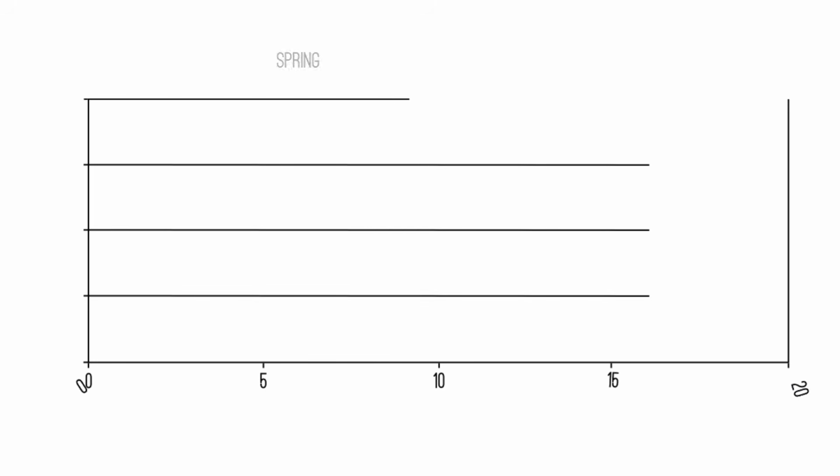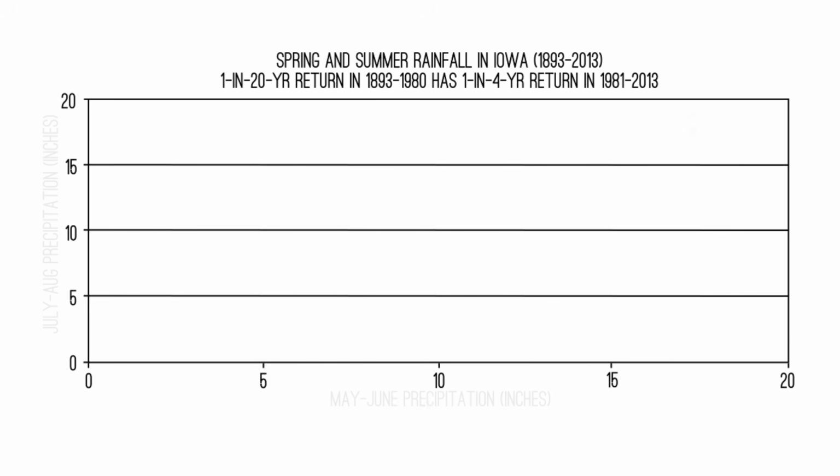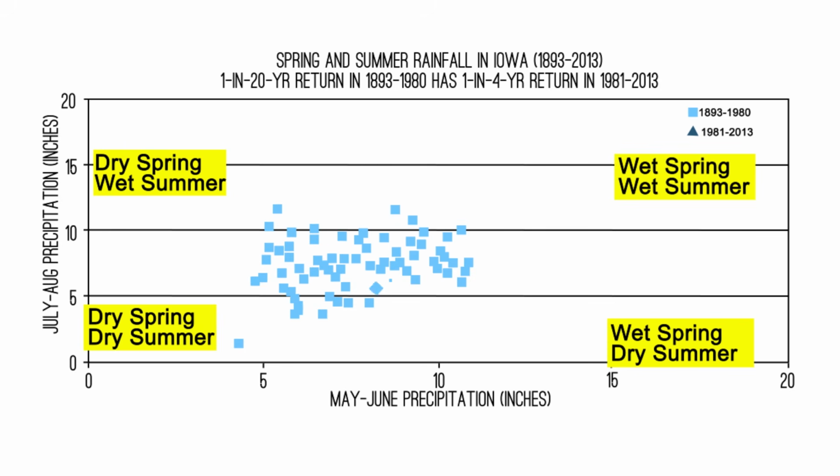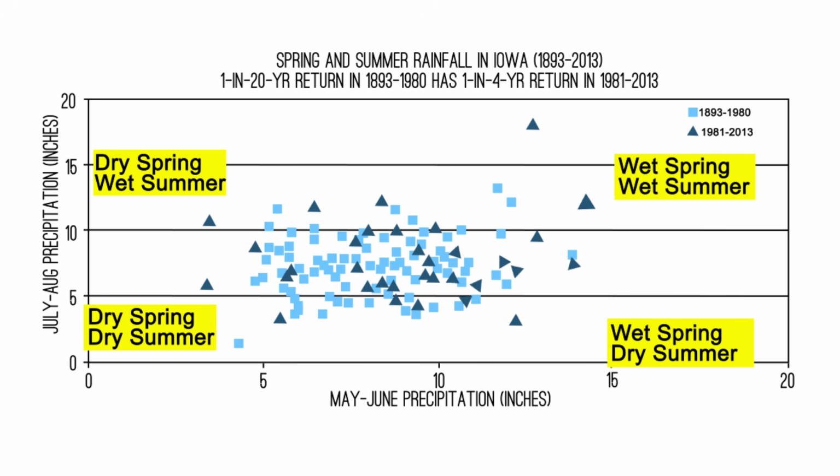Take a look at this graph from Iowa State Climatology. Now, this graph has a lot on it, but each one of those dots represents a growing season, all right? The blue squares represent every growing season from 1893 up until 1980. The blue triangles represent every growing season from 1980 to current. If you go across that bottom axis, left to right, that's May-June precipitation. On the left is less, all the way over on the right is more. If you go to the y-axis, that's July-August precipitation. The bottom is less, the top is more.